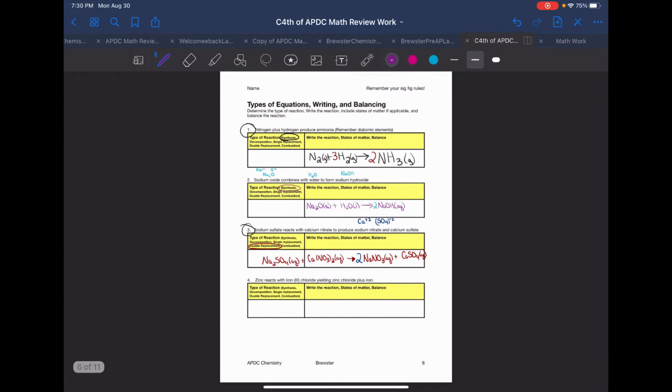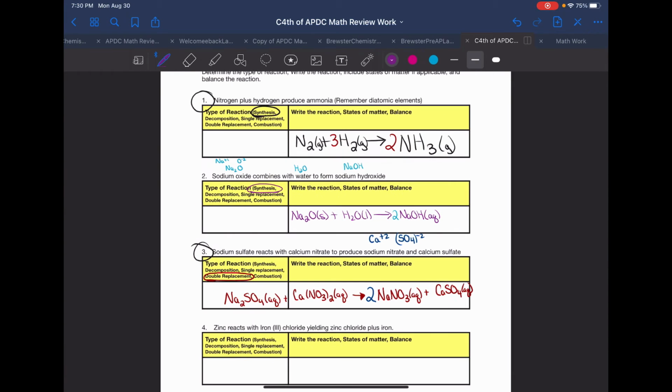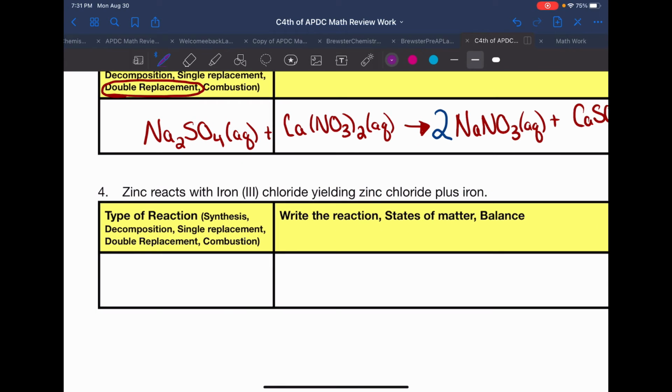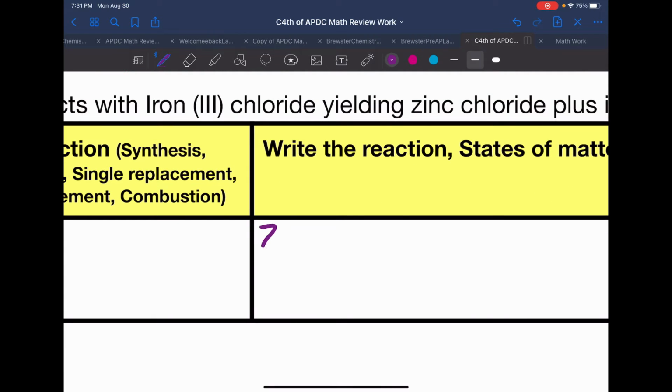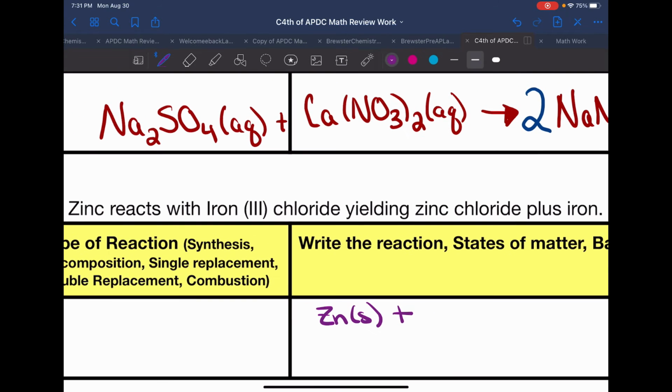Now we'll go forward with types of equations. I had you putting types of equations on there, and then also states of matter, and then balancing. I left one down here. Let's go ahead and do this one together. So I have zinc, and I'm relying on your lab experience for this. More likely you'll be working with solid zinc. So we'll say zinc solid plus, we need our formula for iron(III) chloride. Iron is a positive 3 charge because it has a Roman numeral 3. And then chlorine is a negative 1. So when I crisscross, I get FeCl3.